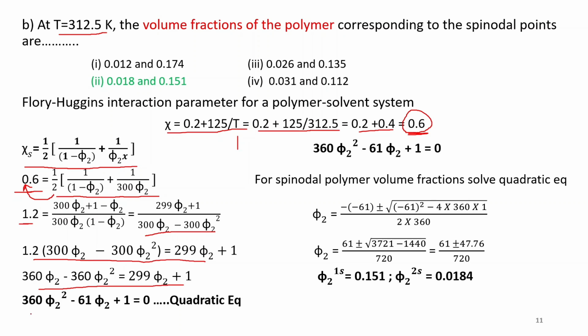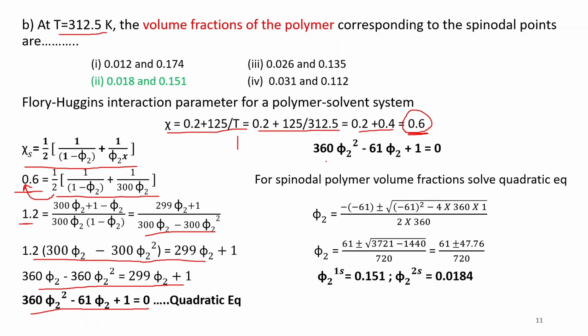this equation, and after solving it, we get a quadratic equation, which is 360 phi 2 square minus 61 phi 2 plus 1 equals to 0. So now we need to calculate the roots of this quadratic equation in order to get the volume fraction. For calculating the spinodal polymer volume fraction, we need to solve this quadratic equation. We need to find the roots.